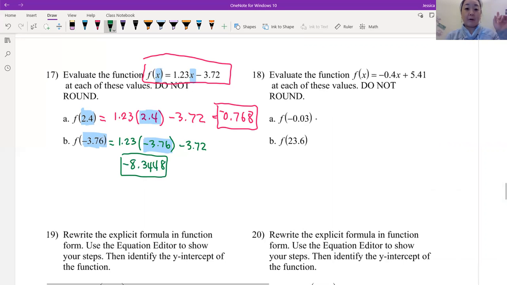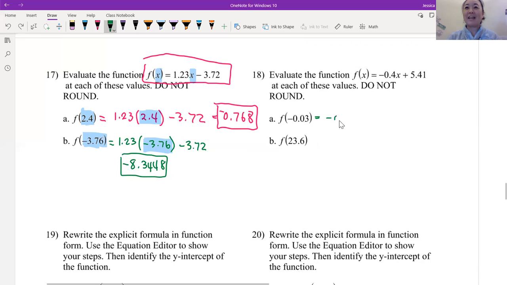Try it again. So I would hit pause, try number 18, do it by yourself, no cheating, right? And then press play to check. And you can just fast forward to the part. You don't need to hear me talk the whole time, unless you want to. I will not look badly on you if you do.